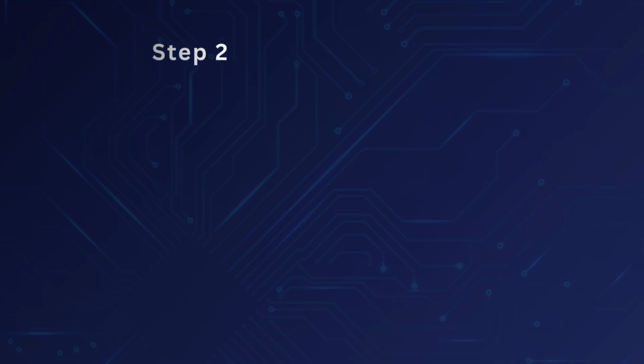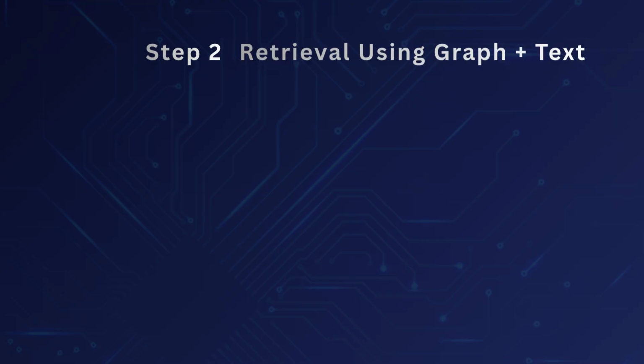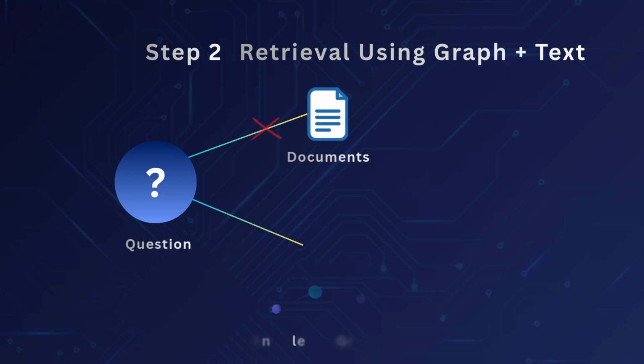Step 2. Retrieval using graph and text. When you ask a question, GraphRAG doesn't just search text. It checks the connections to bring more accurate and meaningful answers.